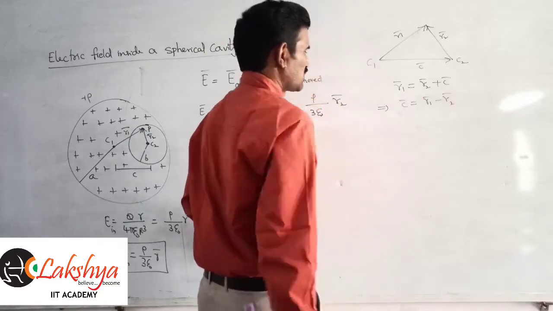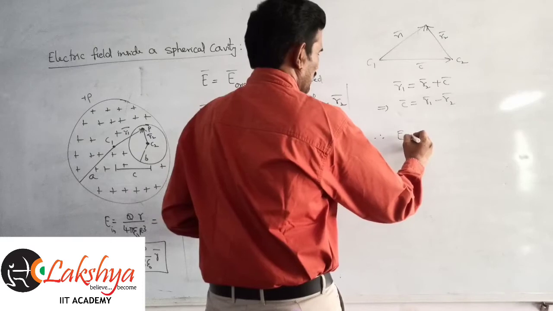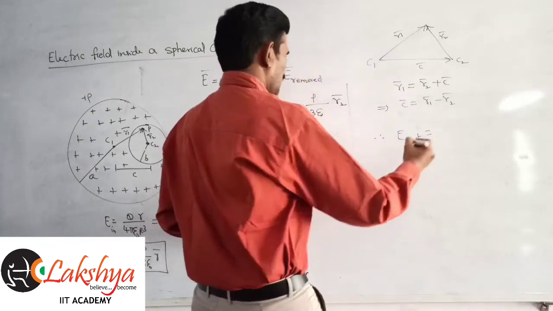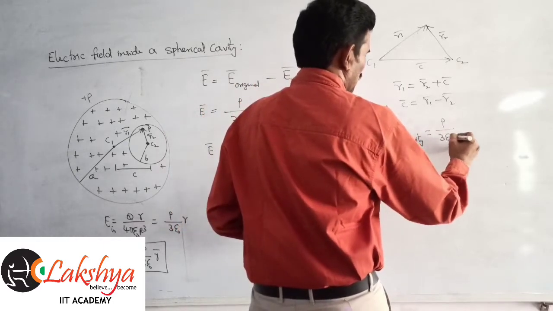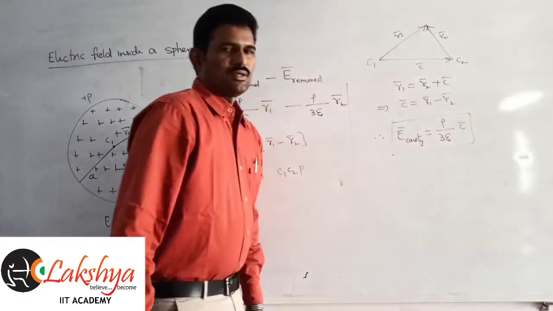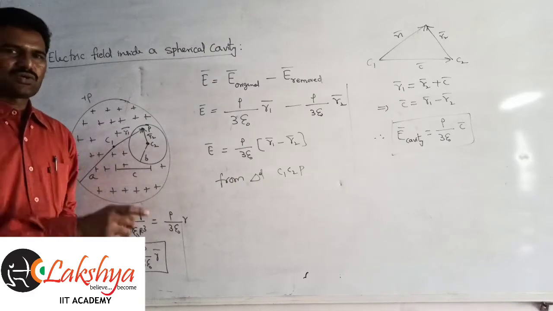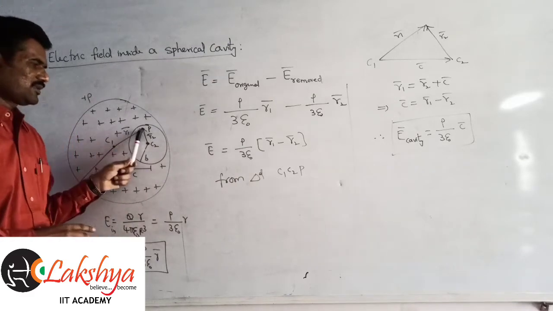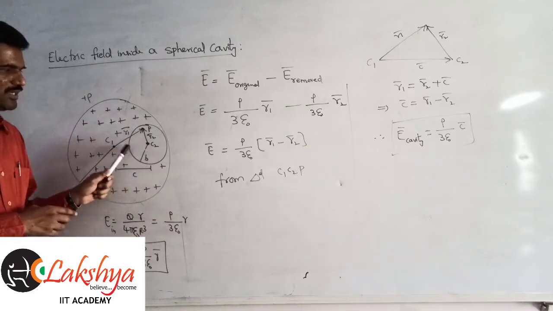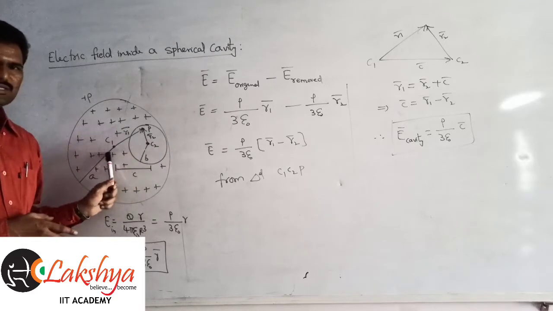Therefore, the electric field inside the cavity is rho by 3 epsilon naught into C bar. Now the important thing here is C is a constant value. Actually we are calculating at the point P here. So that indicates now at any point inside this cavity the electric field will be the same. It only depends on this C, the distance between the center of the cavity and the center of the sphere.